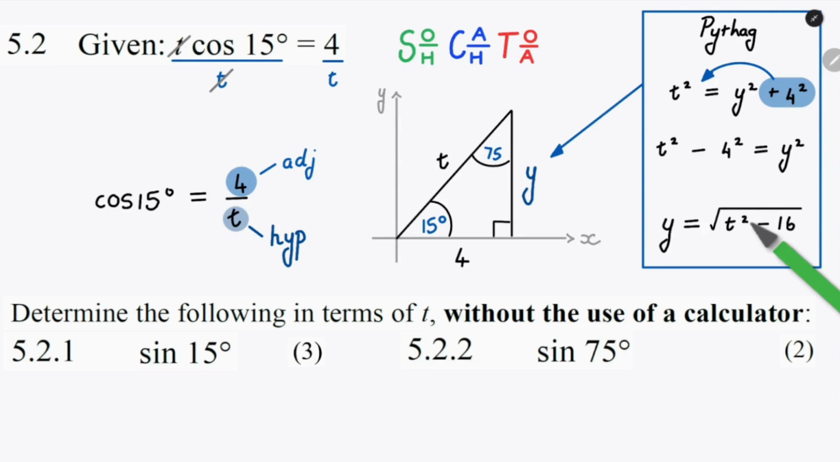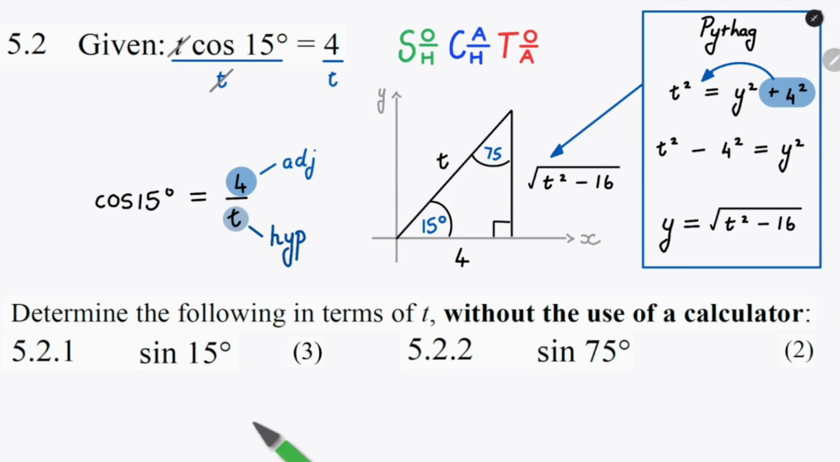4 squared is 16. So I just square root both sides to get rid of this square on y. And we get y to be the square root of t squared minus 16. And we just replace that y with the t squared minus 16 under the root. And now we're finally ready to answer the questions. So sine of 15, I'm going to use SOH with the 15. So sine is opposite over hypotenuse. So if I go to the 15, opposite over hypotenuse, it's the root over t, just like this.